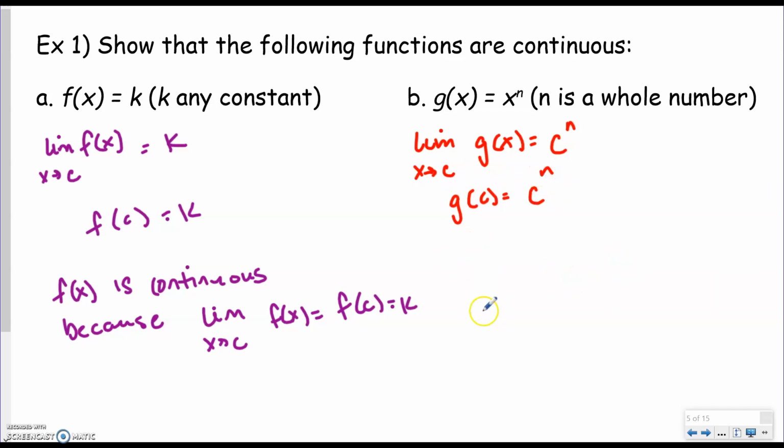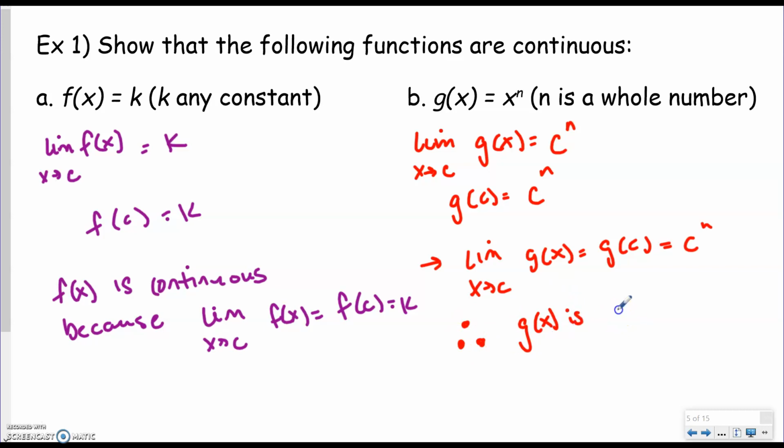And I'm going to write this a little differently. Let me rewrite that. Limit as x approaches c of g of x equals g of c, which is equal to c to the n. So this is your statement. This is our conclusion. And those three dots mean therefore g of x is continuous. And you can abbreviate in AP.